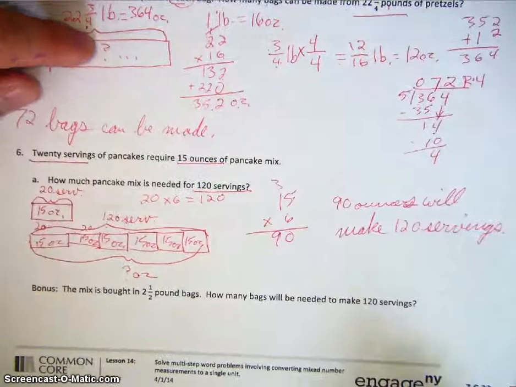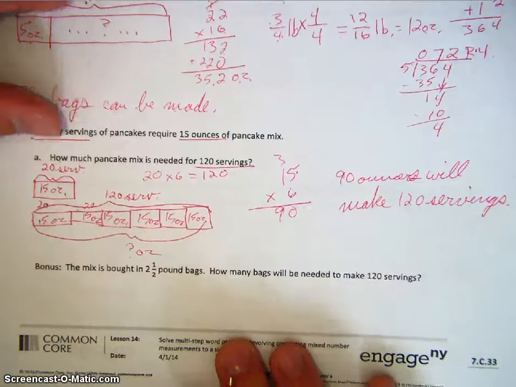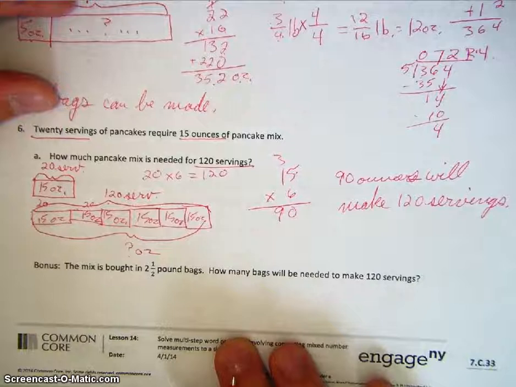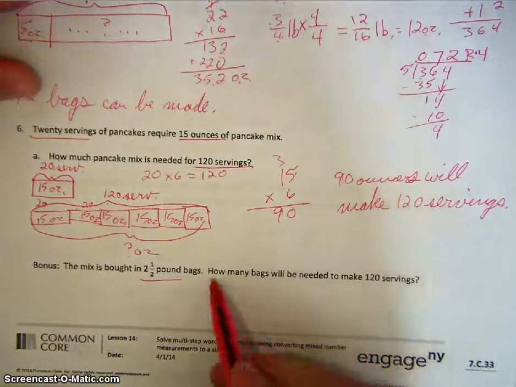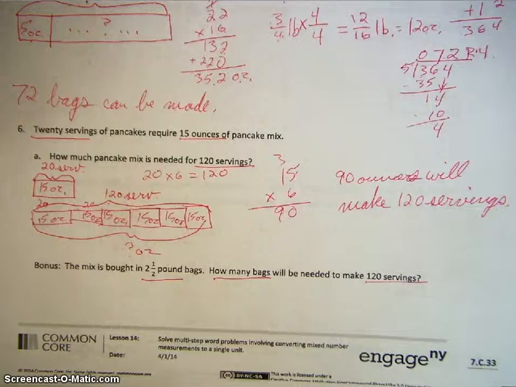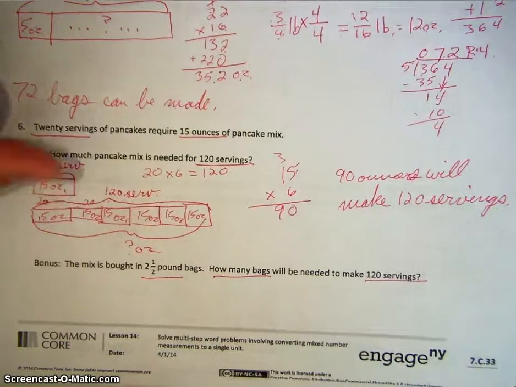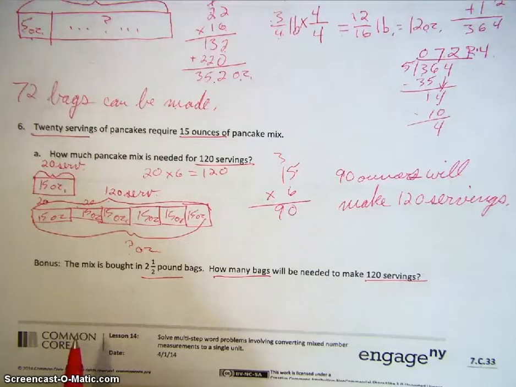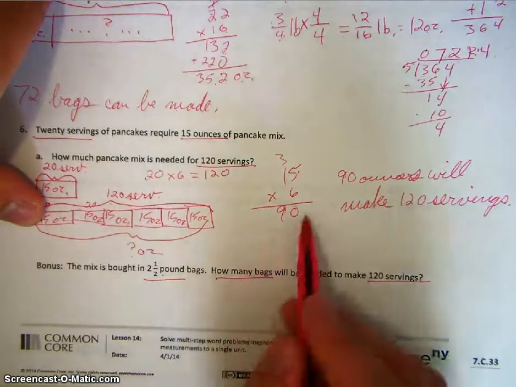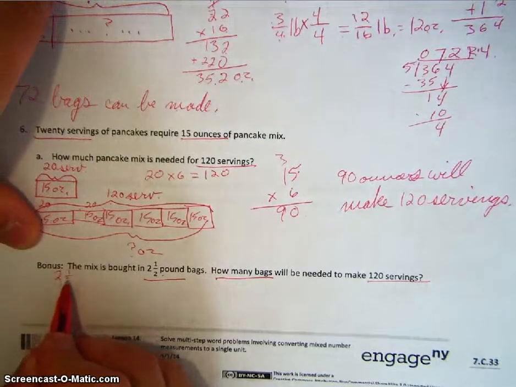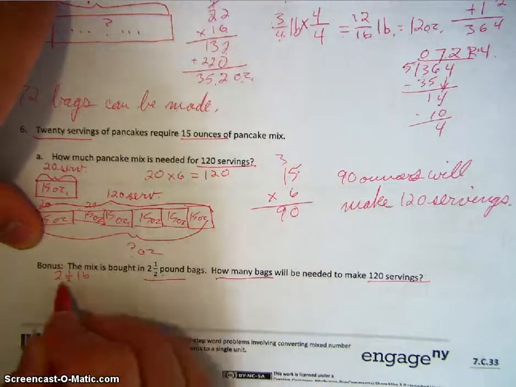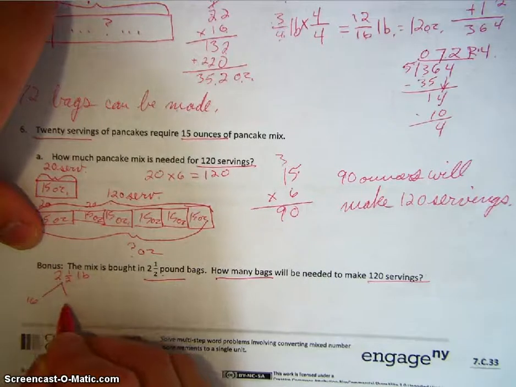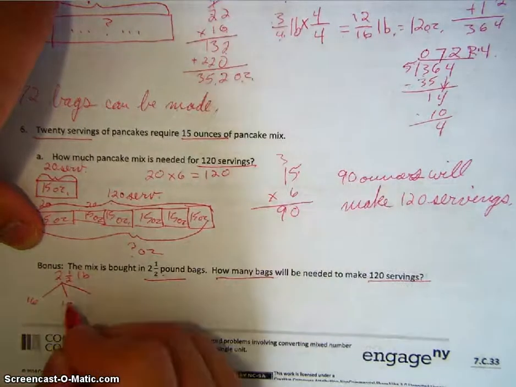All right, we've got to go through, we'll do the bonus. So now the mix is brought in 2.5 pound bags. How many bags will we need to make those 120 servings? So we have to convert our pounds again into ounces because it's the smaller unit. So we're going to take our 2.5 pounds. Well, we know that 1 pound is 16, another pound is 16, and we have half of a pound.